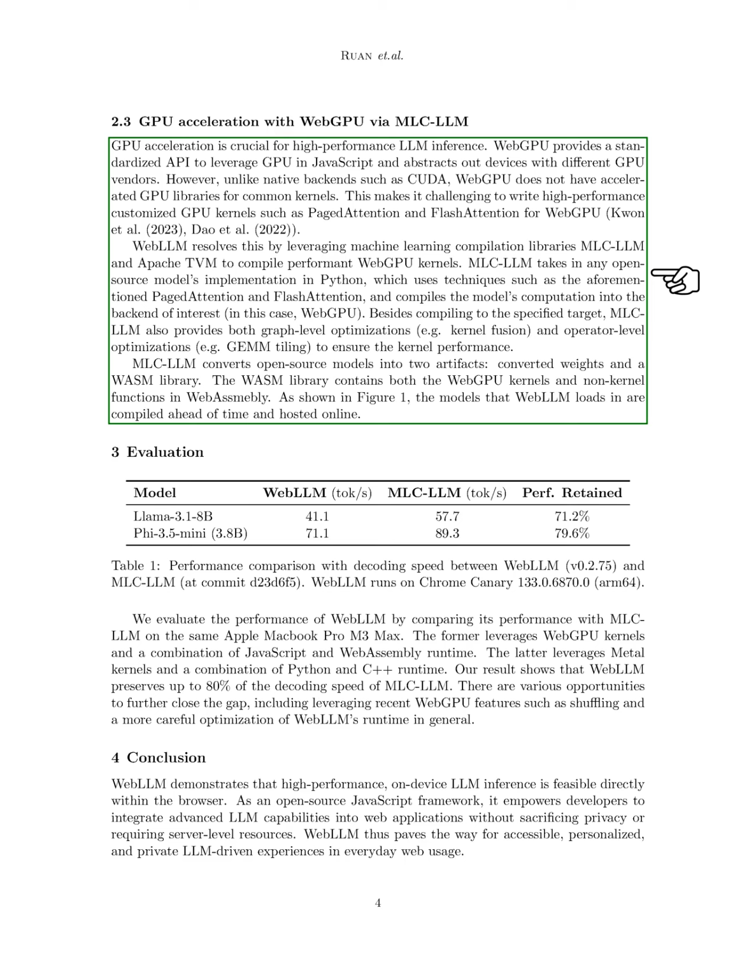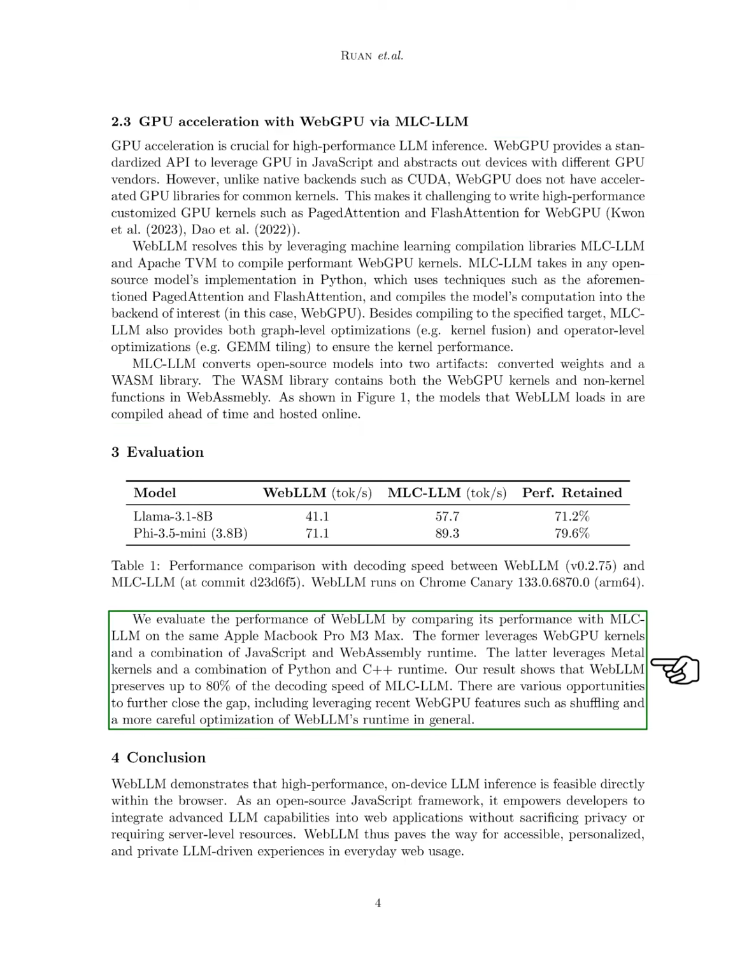For our evaluation, we compare the decoding speed of WebLLM, version 0.2.75, with MLC-LLM on the same Apple MacBook Pro M3 Max, using Chrome Canary. WebLLM employs WebGPU kernels alongside JavaScript and WebAssembly, while MLC-LLM uses Metal kernels with Python and C++. Our results indicate that WebLLM retains up to 80% of MLC-LLM's decoding speed. We see potential for further improvements by utilizing new WebGPU features and optimizing WebLLM's runtime.